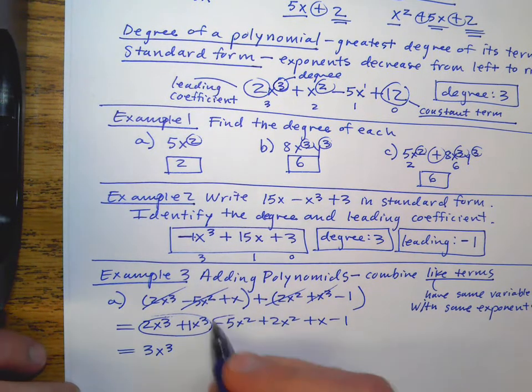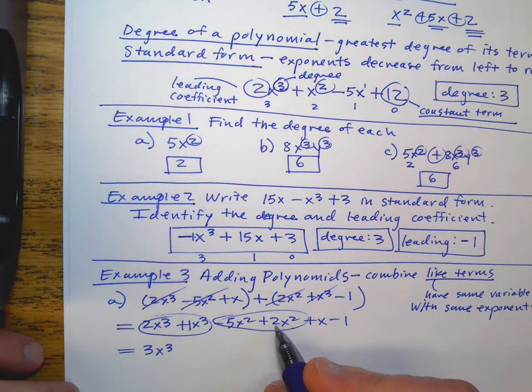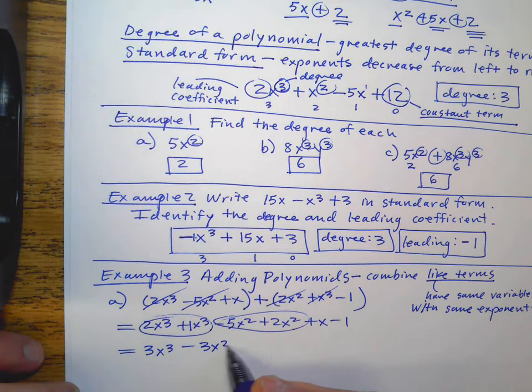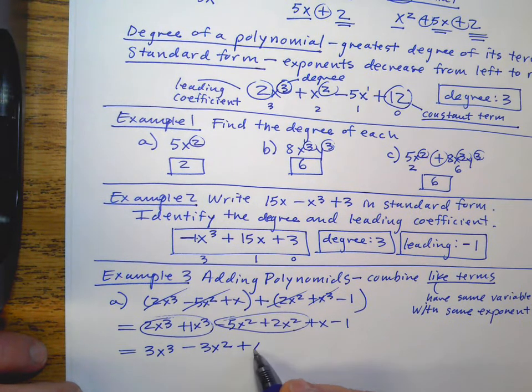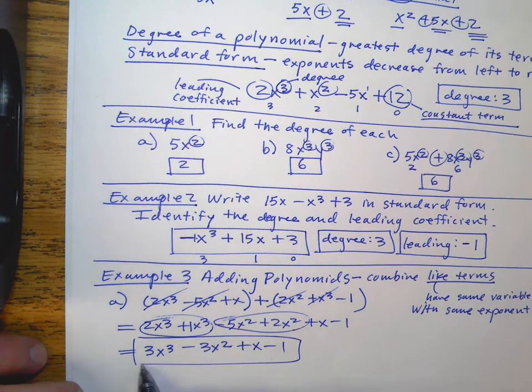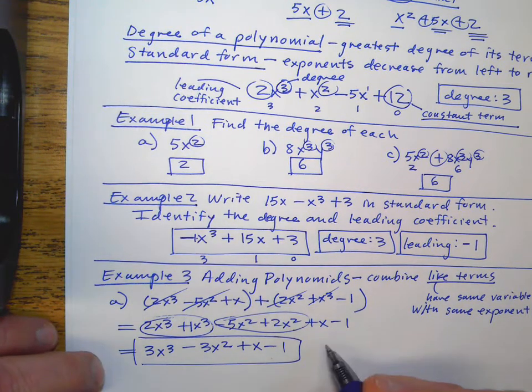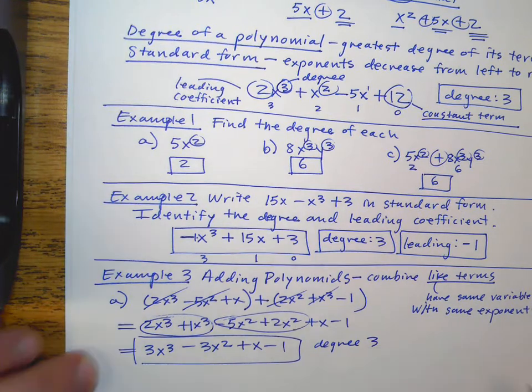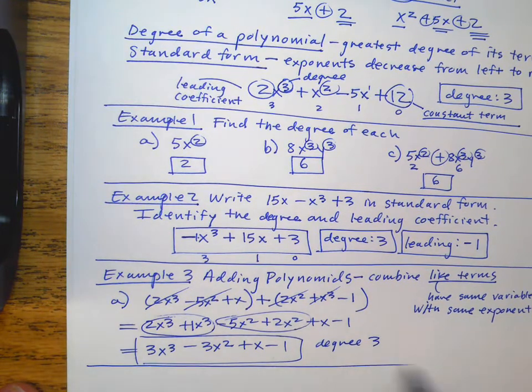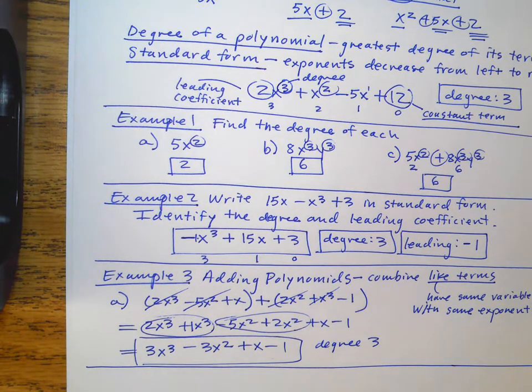So these ones right here, minus 5x squared plus 2x squared, that's going to be minus 3x squared. And then the x just stays on its own, plus x, and the minus 1 just stays on its own. Now, by the way, this is a 4-term polynomial. We don't really have a fancy name for it, but the degree is 3. It's the highest power, right? All right.